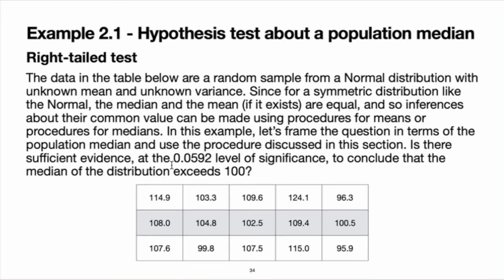And then the last thing I'll say is the level of significance we're using is 0.0592. Well, that's kind of strange. Why not use 0.05 or something like that? Well, we'll see here in a minute.